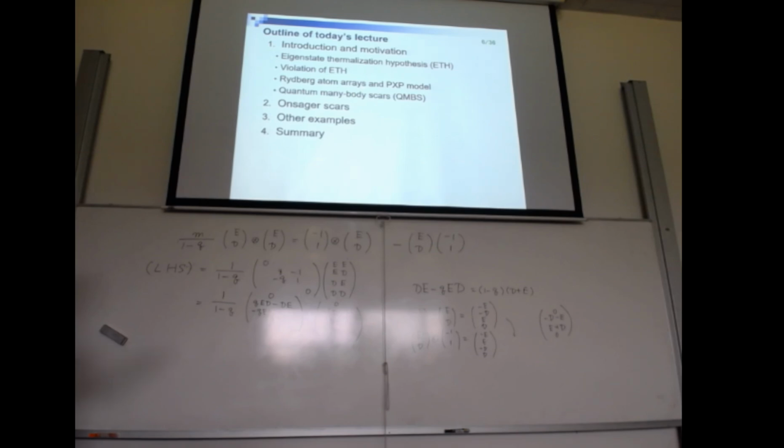And then I will review several previous results about quantum many-body scars. And in the second and third part, I will take you through several different examples of models with quantum many-body scars. Okay.